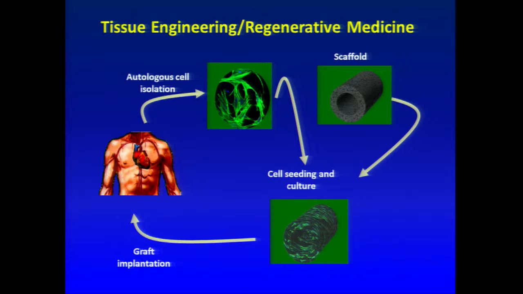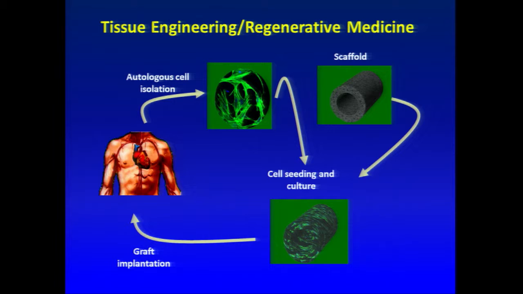There are a lot of approaches for tissue engineering and regenerative medicine. I think people prefer this way. Over here, this is a patient. We first take a piece of tissue from the patient to isolate the cells from the tissue. Later on, we will use the patient's own cells for tissue regeneration. So this could avoid a severe immune response.